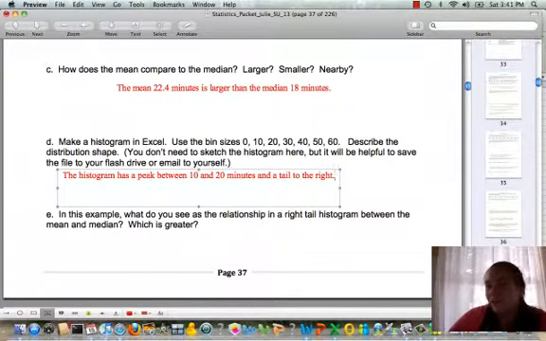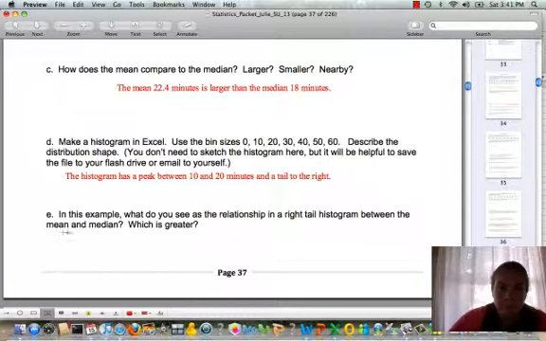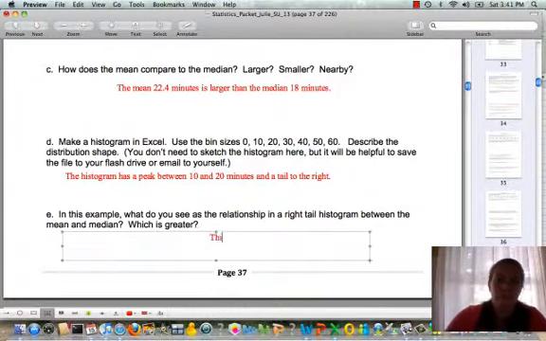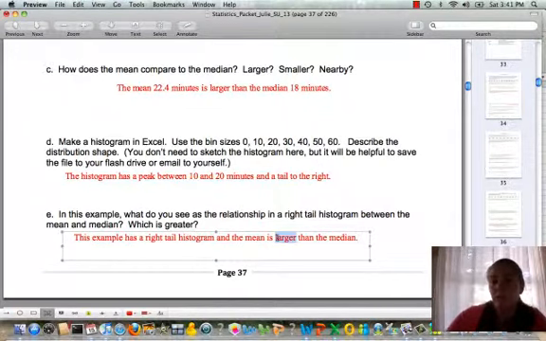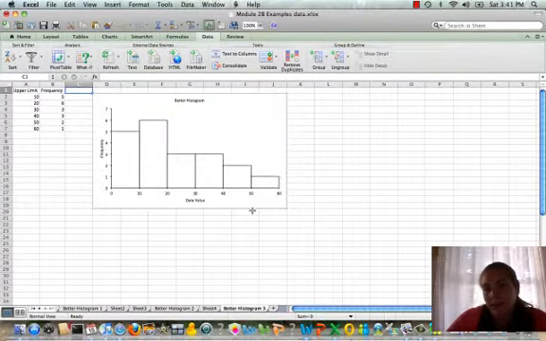So in this example, what's this relationship? We had a right tail histogram, and in this case, the mean was larger than the median. Or I should say greater, maybe that's the word that we use in the packet. So this example has a right tail histogram, and the mean is greater than the median. So let's go back to Excel and look at the graph and think about what this means.